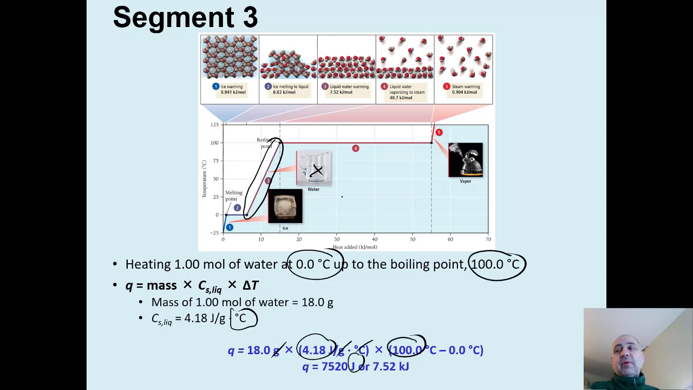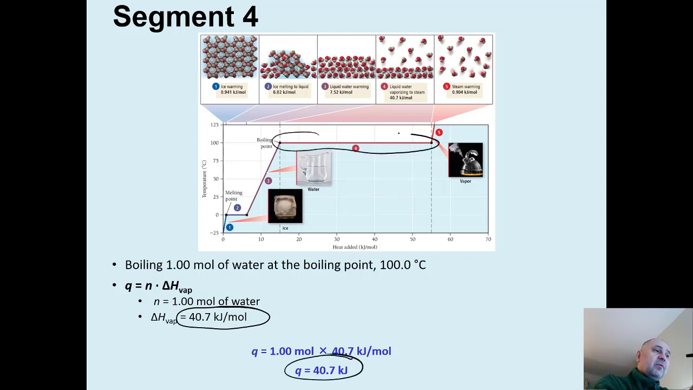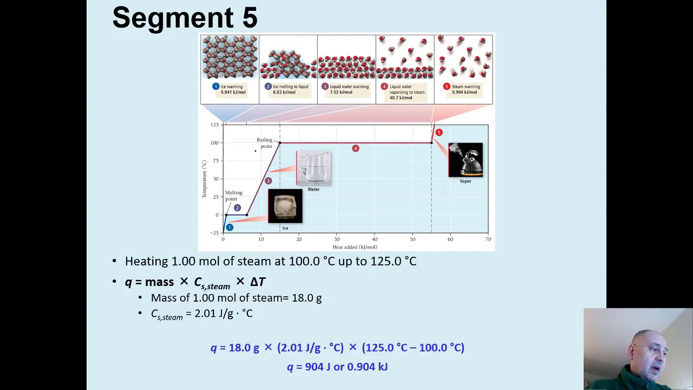Now that we've melted it all, the next process is to boil, and for that we use the heat of vaporization. And that is, of course, 40.7 kilojoules per mole. Since we're doing this for exactly 1 mole, it is that value. So this is here where the curve is flat. And the final part is we are heating steam by 25 degrees from 100 and going to 125.